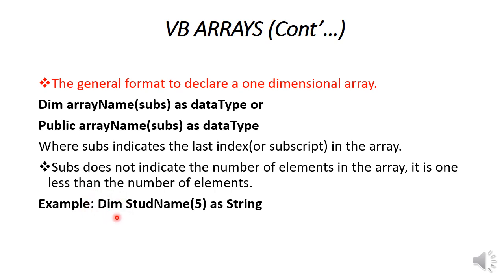So we use dim or public keywords. Here, after that we use the array name, any name you want, respecting Visual Basic variable naming rules. Here you put the last index of your array, and here use the keyword as, which is followed by the data type.